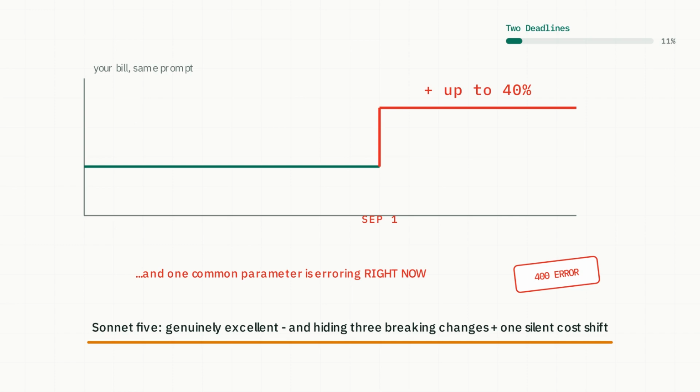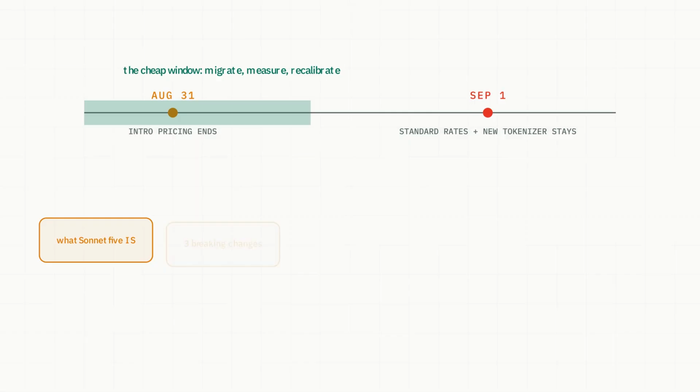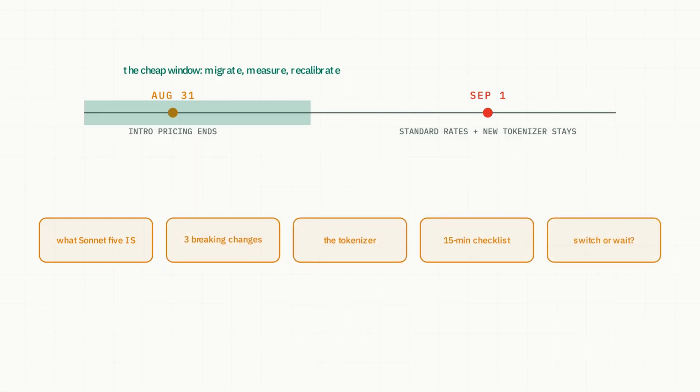That ends today. Here's the shape of it: 2 deadlines. August 31st, the introductory pricing window closes, and the discount that's currently masking the cost shift disappears. September 1st, standard rates return, and the hidden change underneath, a new tokenizer, keeps charging you for roughly a third more tokens on the same text forever. Between now and then is the cheap window to migrate, measure, and recalibrate.